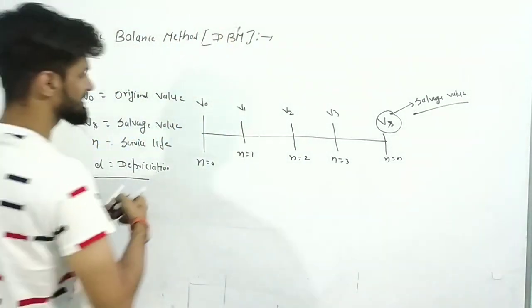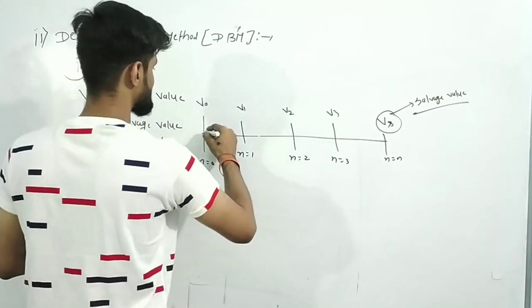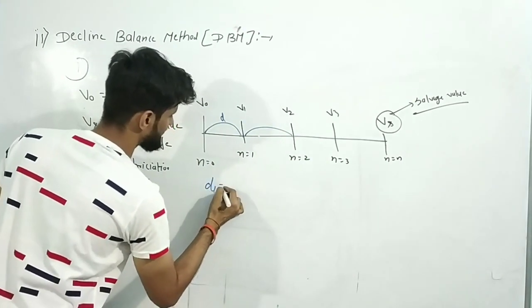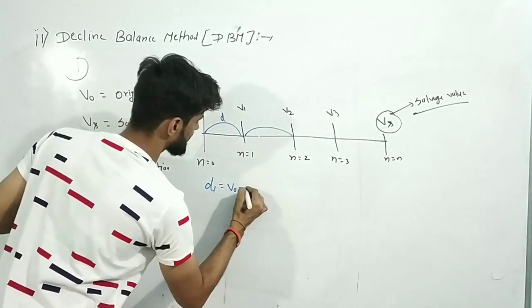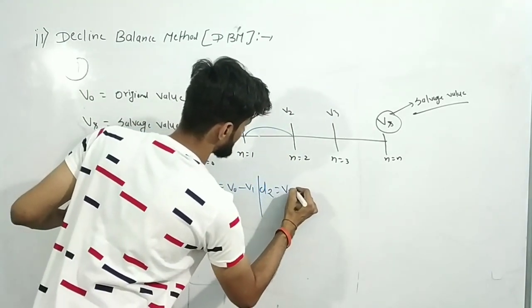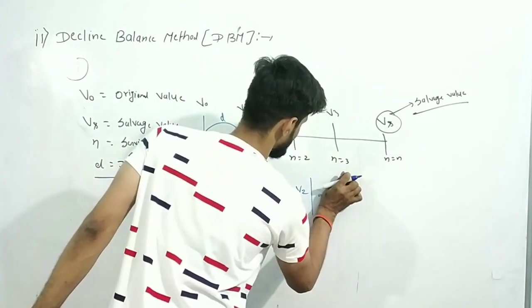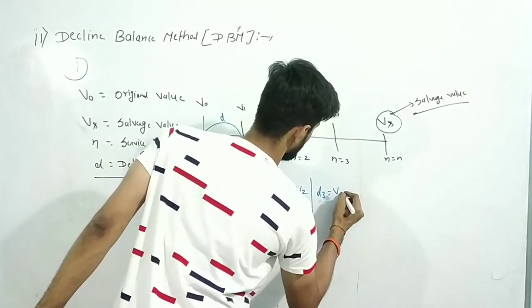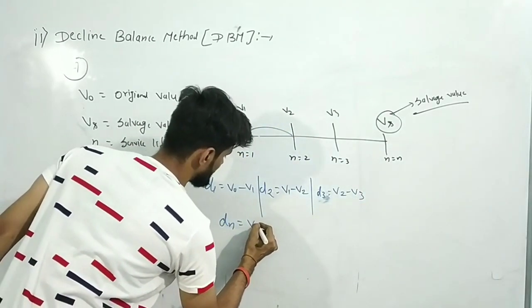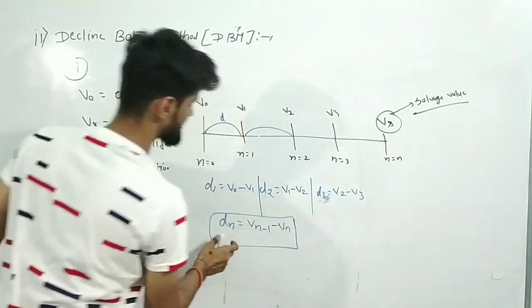Now, how can you calculate the depreciation? Depreciation in the first year, D1, is equal to V0 minus V1. Depreciation in the second year, D2, is V1 minus V2. Depreciation in the third year, D3, is V2 minus V3. So you can write Dn equals Vn minus 1 minus Vn. That will be the depreciation in the nth year.